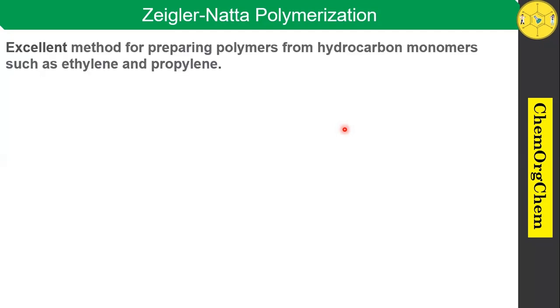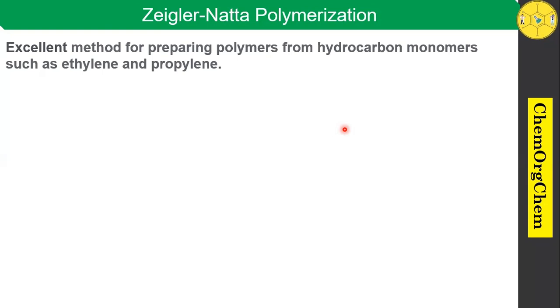So next, moving on to Ziegler-Natta polymerization. This is one of the important polymerization reactions, and Ziegler and Natta were awarded the Nobel Prize for their invention. According to the Ziegler-Natta polymerization reaction, hydrocarbon monomers can readily polymerize to produce the corresponding polymer, for example, ethylene or propylene, which readily convert into the corresponding polyethylene as well as polypropylene.